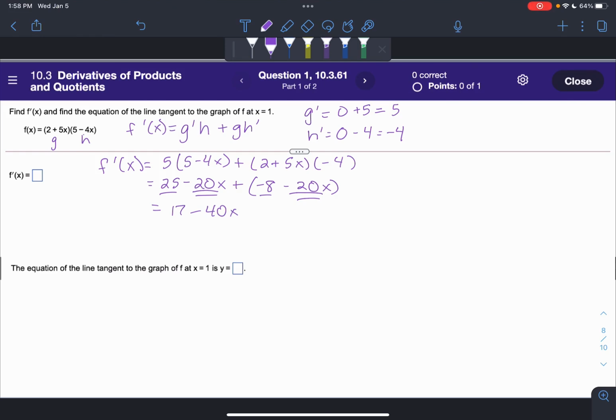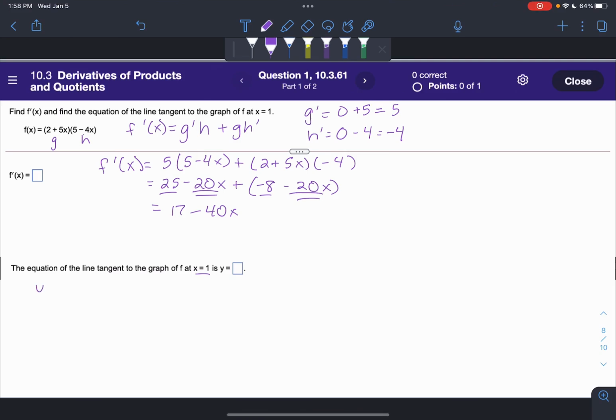Right, for the second part, we want to know the tangent line to the graph at x equals 1. So what a tangent line is, we might have a graph that looks like this. I don't know, I'm just making it up here, and then this is 1. So our tangent line is this line that touches the graph at this point 1 and has the same slope, or the same derivative, as f of x, this purple curve.